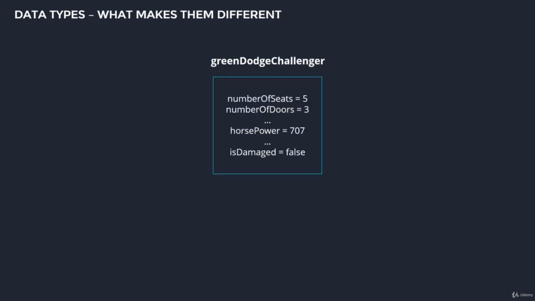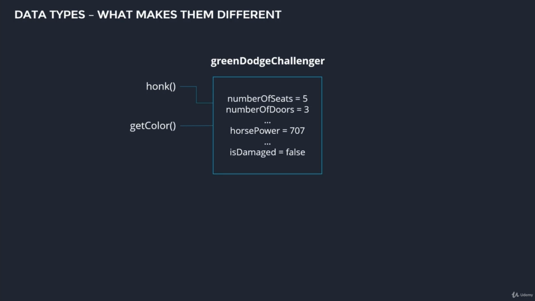The biggest difference is that they can have functionality. So when we wanted to print out something, we use the println function, and we put the text and variables between the parentheses. In the case of Dodge Challenger, we can create a function like honk, and it would print something on the screen like "the green Dodge Challenger honks."